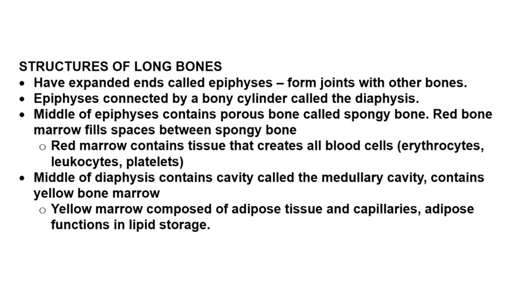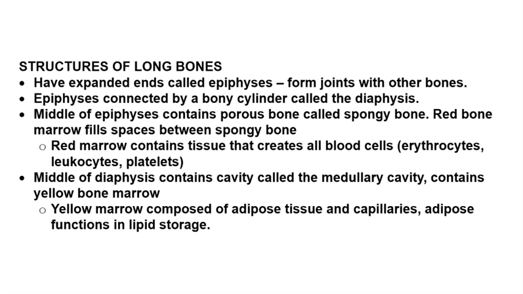The tissue that's in red marrow is the tissue that forms all of the blood cells that we see. That is the red blood cells, which we call the erythrocytes, the white blood cells that function in defense, which we call the leukocytes, and cell fragments that we refer to as platelets that help to form parts of clots, or at least begin the clotting process.